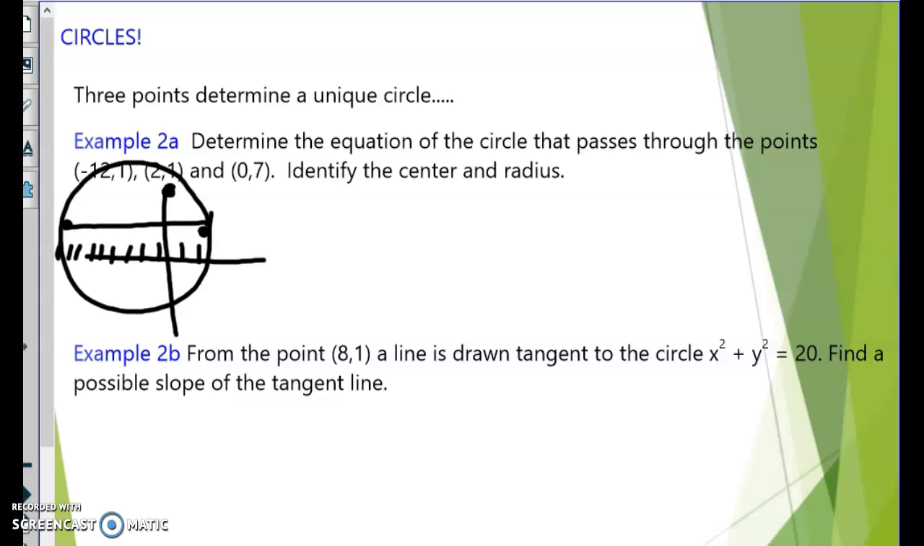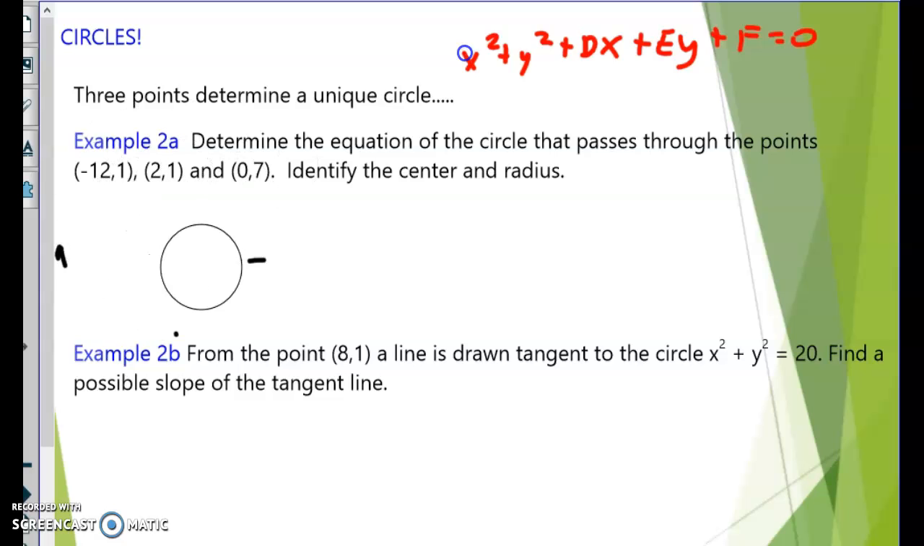The general form of our circle is x squared plus y squared plus dx plus ey plus f equals 0. What I'm going to do is plug in, because we have 3 points, and we're going to end up with 3 equations, 3 unknowns. Well, that's the stuff that we were doing in the last section. So here we go. Let's do it with the first one.